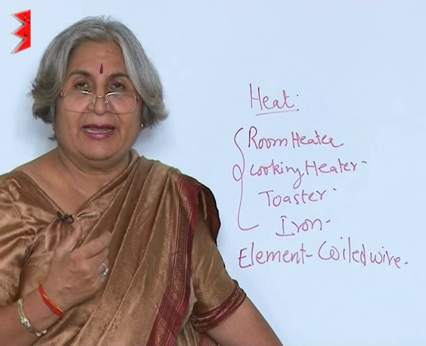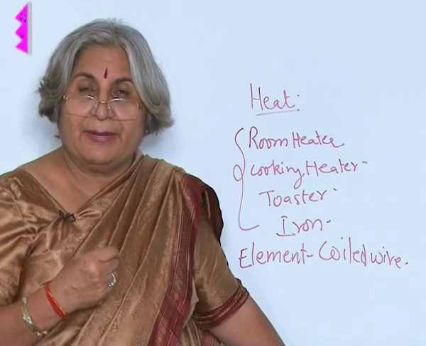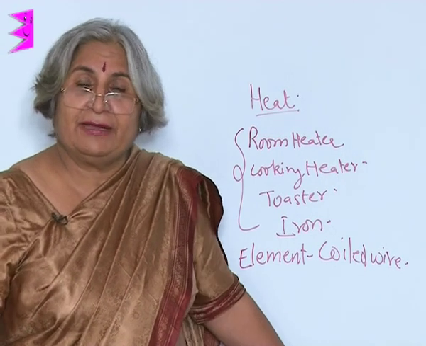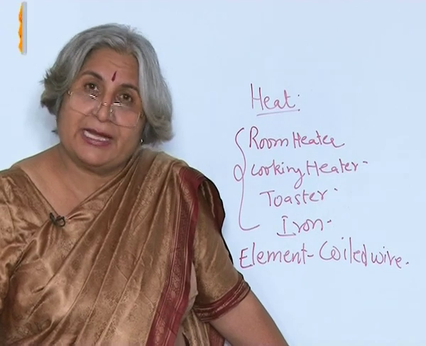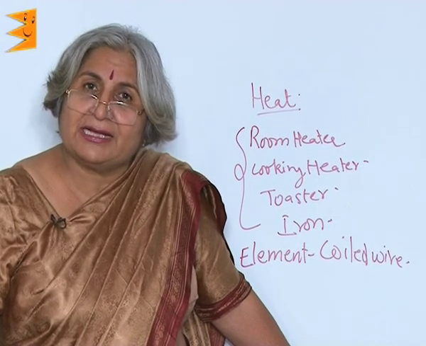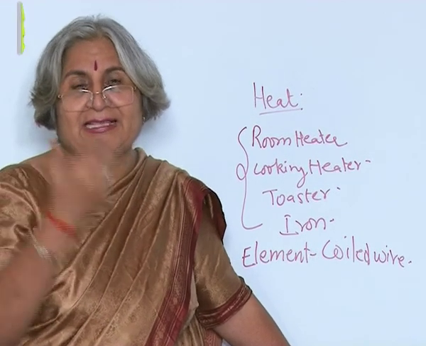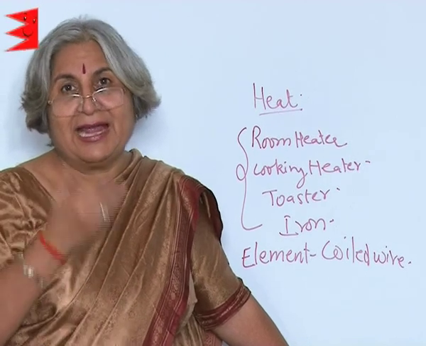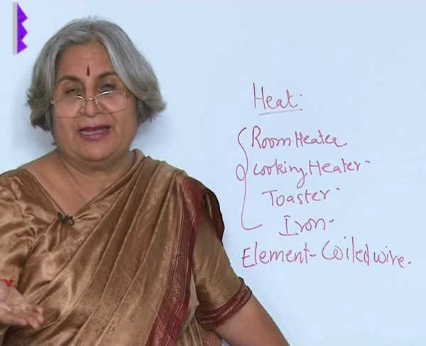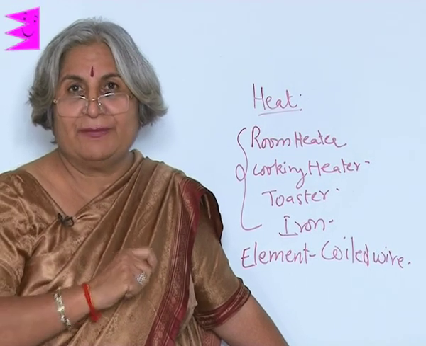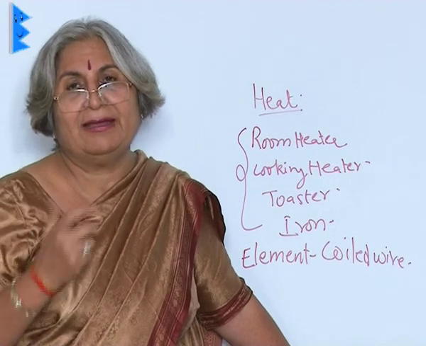In the case of iron or toaster also, the same concept is there. But in the case of iron, you will find we are not able to see any coiled wire. So, where is the element and how does it get heated up and iron our clothes? If you remove the base of the iron, inside there is an element, and that element gets heated up, so the metallic plate at the base of the iron also gets heated up and is able to remove the wrinkles of our clothes, and we say the clothes have been ironed.